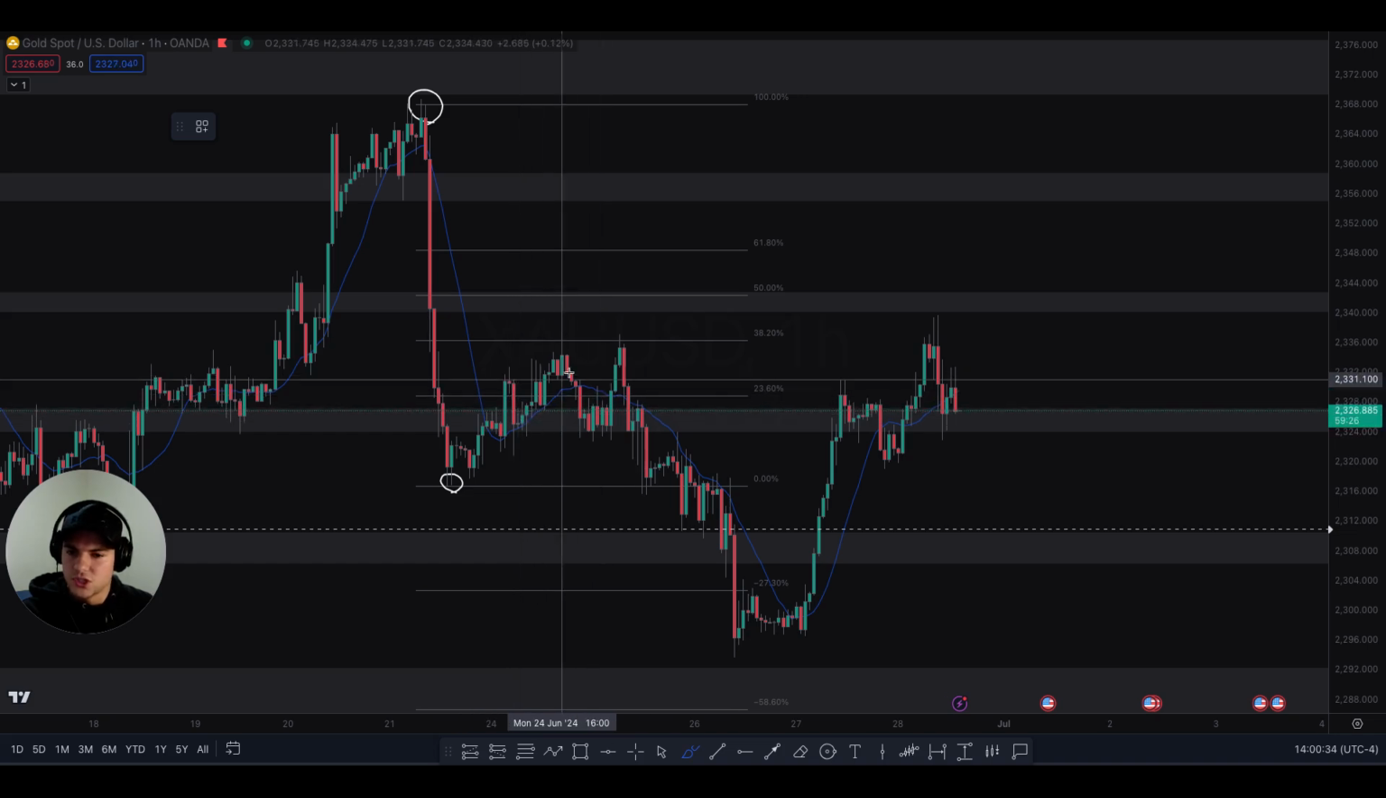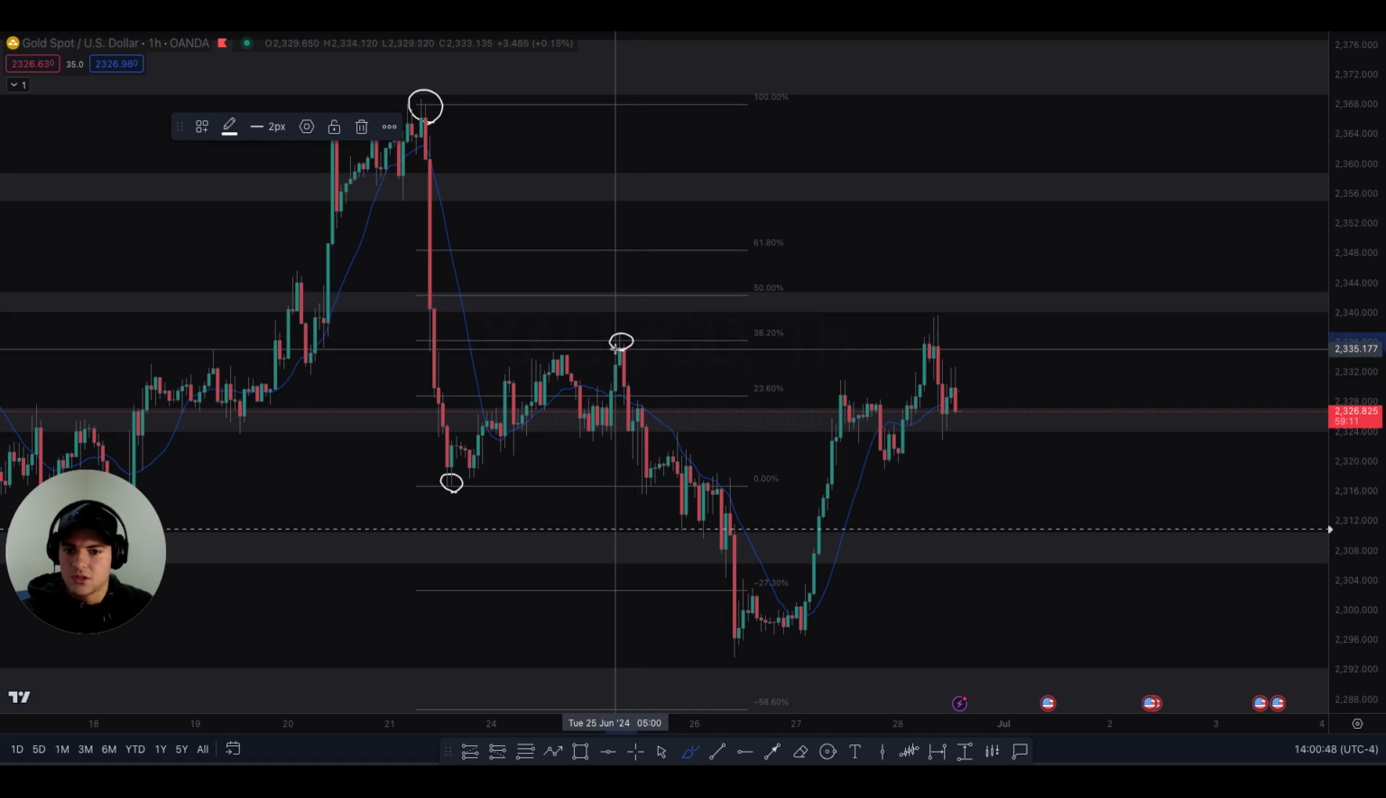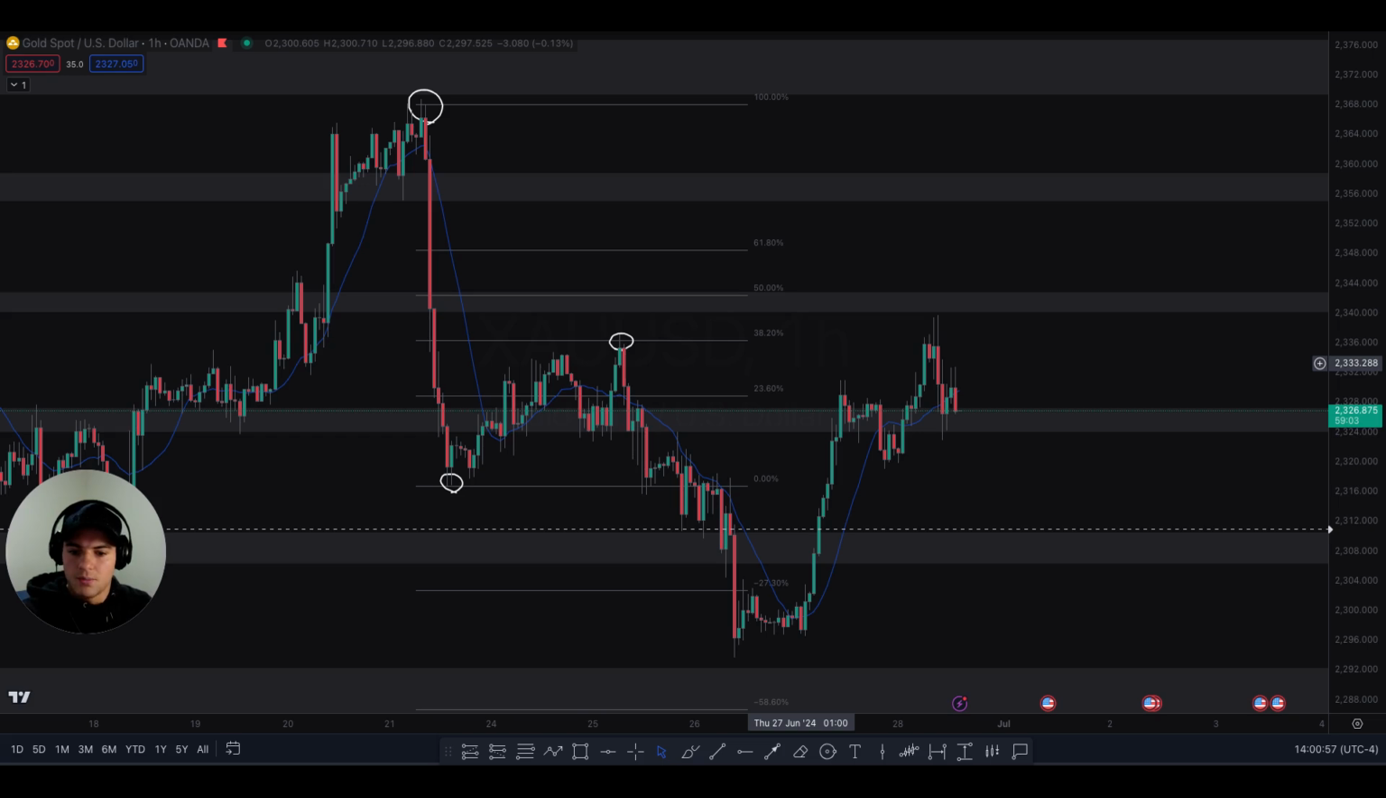Price was just trading around the 23.6, and we had just made a very big push over here onto the 38.2. This was at around 7 a.m. After 7 a.m., we possibly have 8:30 news and 9:30 market open, which means there are two hours of volatility. So price just after 7 dipped down all the way over here. Now this is 9 o'clock.